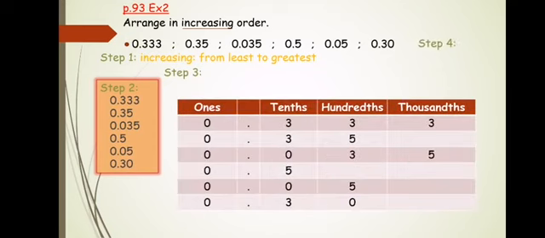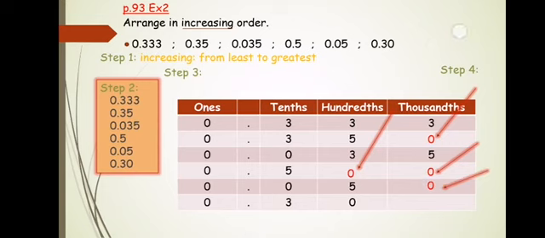Step 4. Add 0 if the numbers being compared are uneven. So we have to add zeros. We add 0 in this number and we have to add 2 zeros in this number, and 1 zero in this number and 1 zero in this number. So now we have to compare the numbers by step 5.